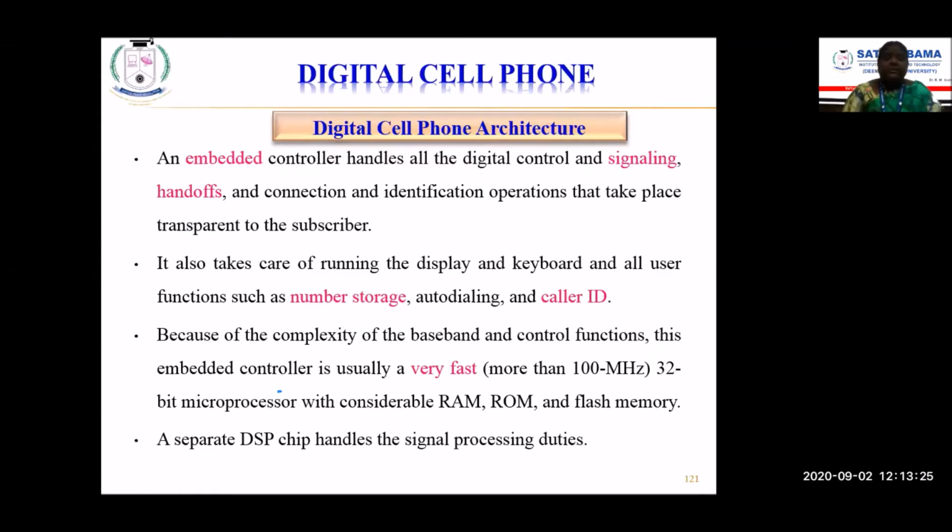Coming to the separate DSP chip, it handles the signal processing duties, which means some kind of filtering methodology will be there to remove unwanted noise, such as speckle noise or Gaussian noise, that might be added in the voice signals. If we are using advanced cellular telephones, some kinds of noises might be added whenever the signals travel in the wireless medium, so that has to be removed.